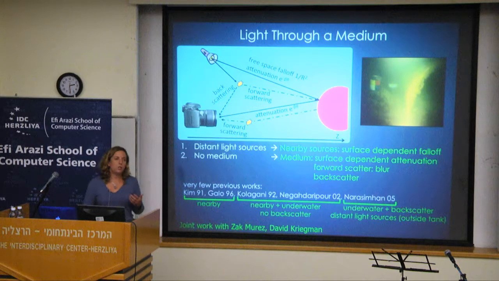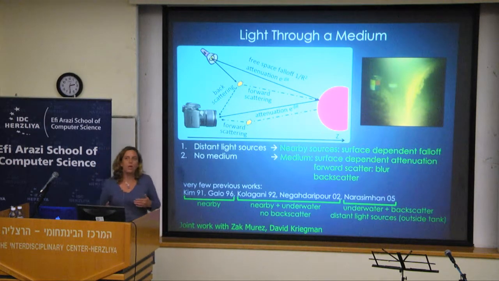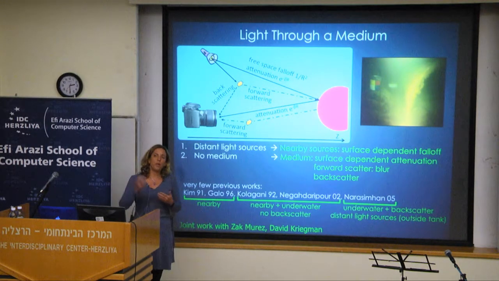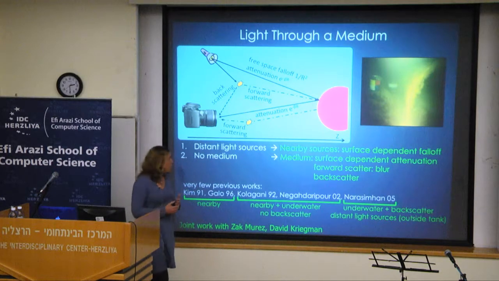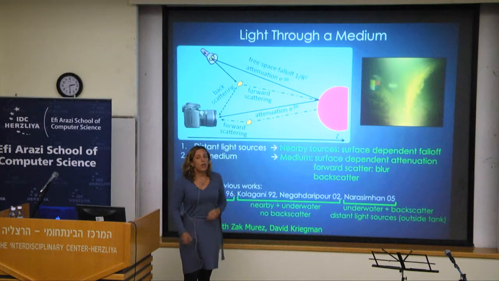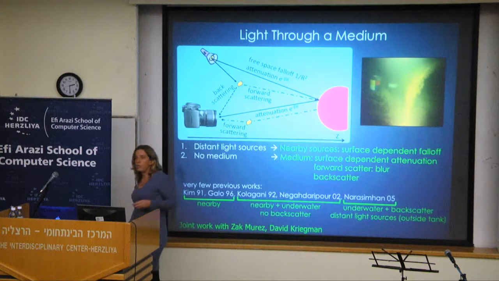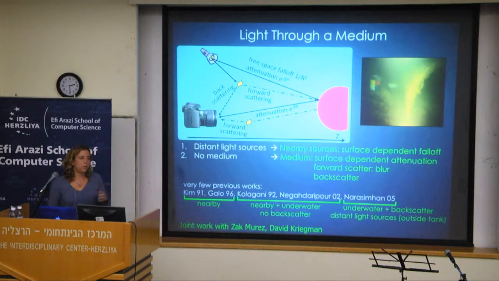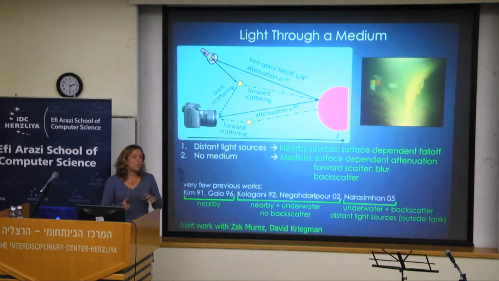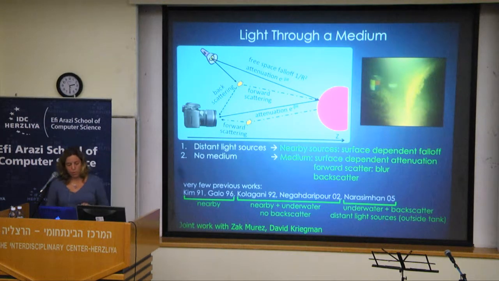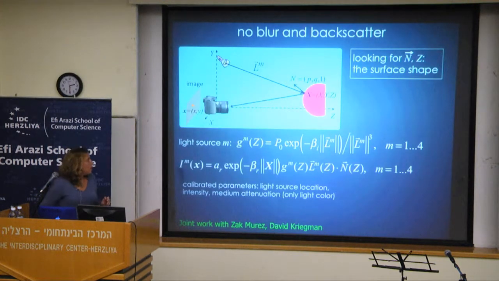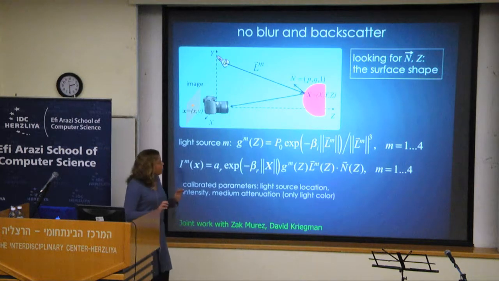So the shape changes the distance of the points of the object from the camera. But the water effects, if you can see it here, they also depend on the distance of the object. The attenuation is distance dependent, and so on. So the water effects depend on the unknowns that we want to reconstruct. So let's simplify the problem.